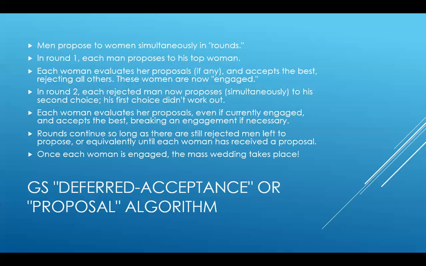Rounds continue so long as there are still rejected men left to propose, or equivalently until all women have received a proposal. Once each woman is engaged, we have a mass wedding. Okay? We have a mass wedding. Now, you should in your mind be thinking, how on earth do we know that we actually have a stable matching, or that all of these marriages are stable? Does that make sense? Okay.